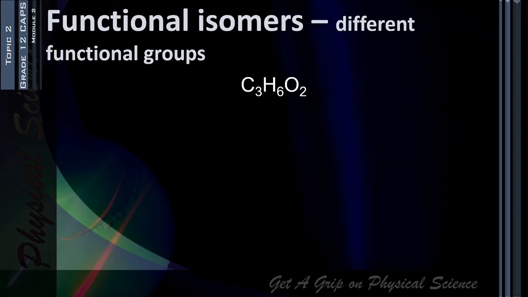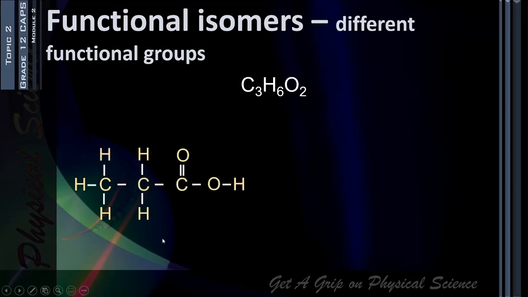The last type are functional isomers because they have the same molecular formula but different functional groups. So if we look at C3H6O2, one way of drawing this molecule will look like this, where you have 3 carbons, 2 oxygens, and 6 hydrogens. So the functional group here tells us that this is a carboxylic acid.